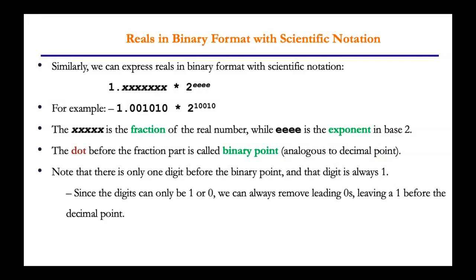And note that there is only one digit before the binary point, and that digit is always 1 in binary. So always only one digit before this dot, and it should always be 1. The only one digit before this binary point, and that digit is always 1.